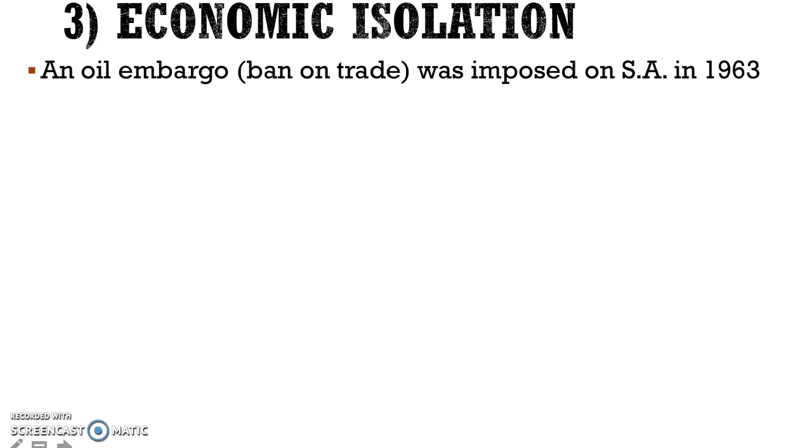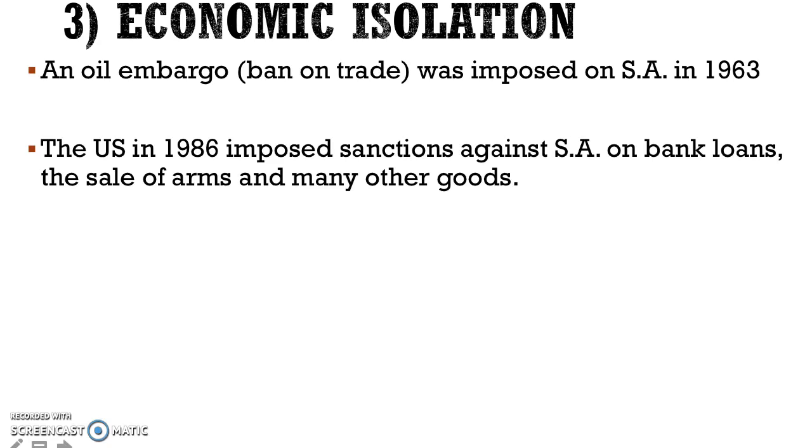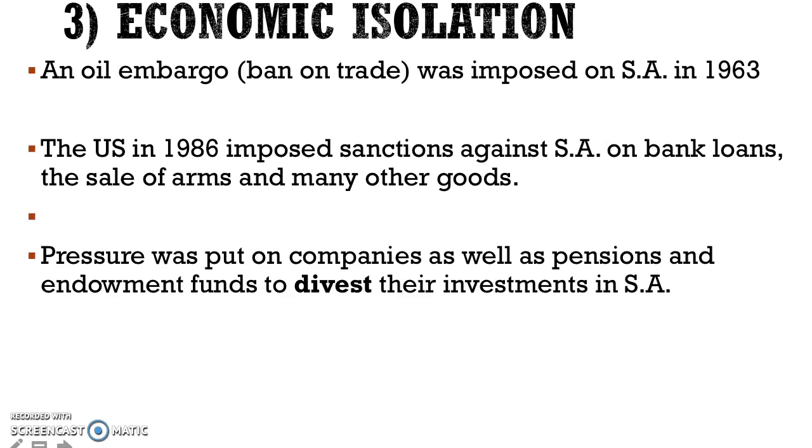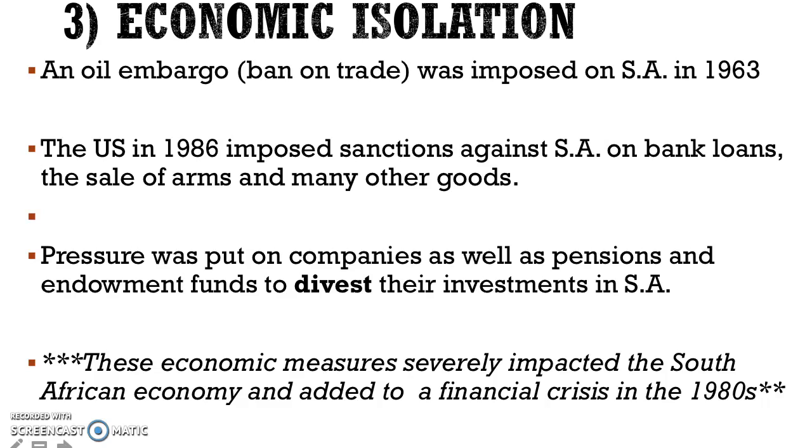And then another area is economic isolation. There was an oil embargo, a ban on trade, imposed on South Africa starting in 1963. And the United States actually imposed sanctions against South Africa regarding bank loans, the sale of arms, and many other goods, basically refusing to trade with South Africa in those areas. They wouldn't make bank loans. That hurt South Africa significantly. Pressure was put on companies as well as pensions and endowment funds to divest their investments in South Africa. I'm going to talk about investment and divestment on the next slide. Basically, these economic measures severely impacted the South African government and economy and added to a financial crisis, especially in the 1980s, which was the last decade of apartheid.